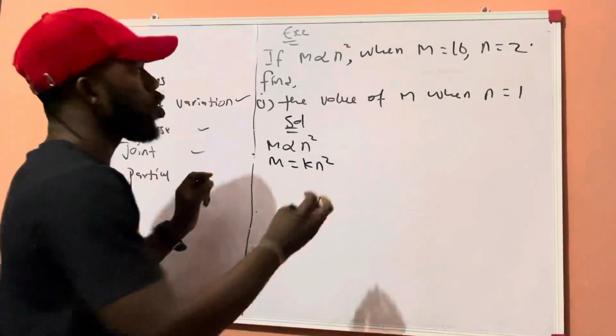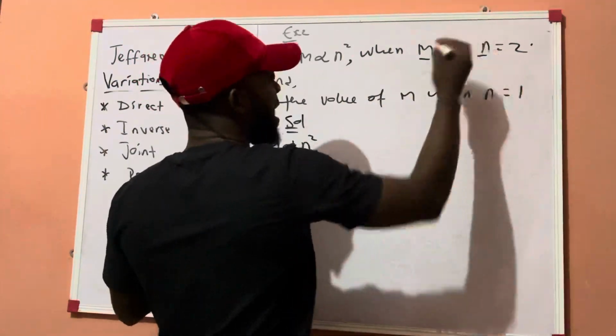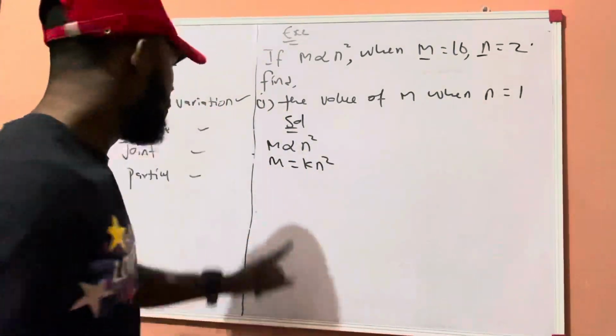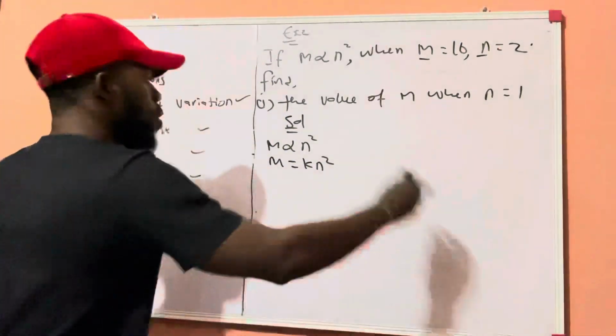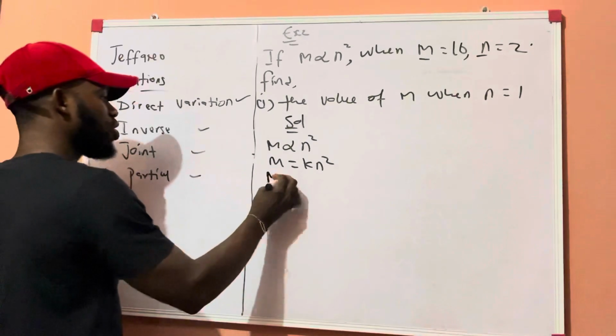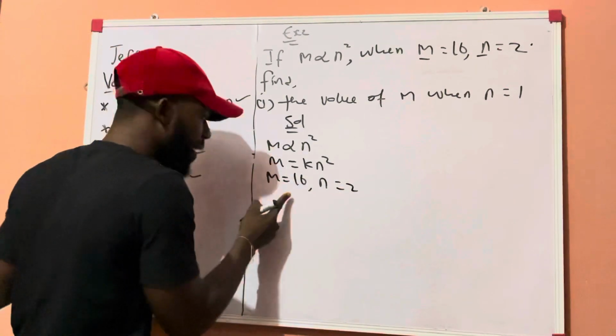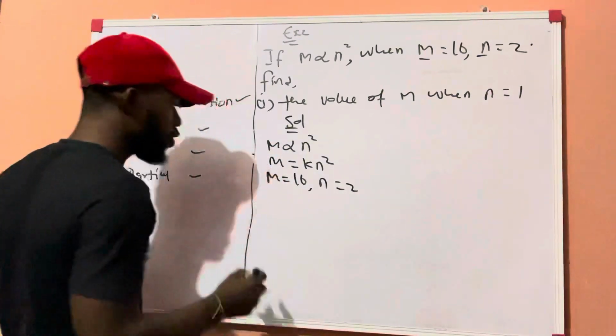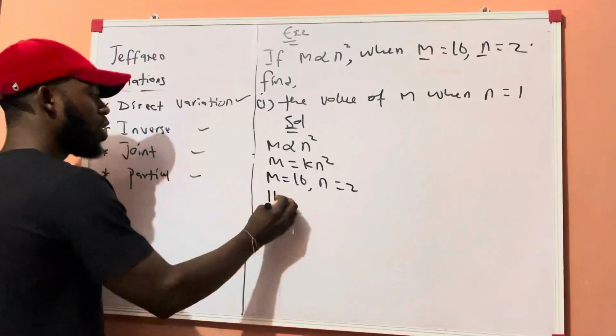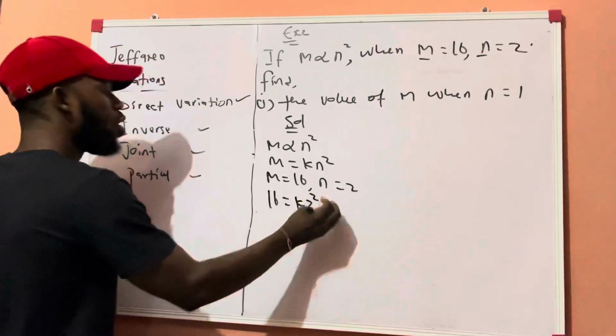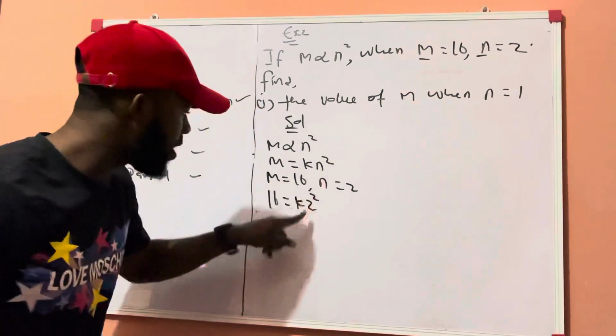Now, mind you, I told you the first values of m and n must be given. Why? For us to get the value of the constant. So, what is m there? m is 16 and n is 2. So, anywhere I see m, I give 16, and anywhere I see n, I give 2. So it becomes 16 is equal to k times 2 raised to the power of 2, because n is 2 raised to the power of 2.